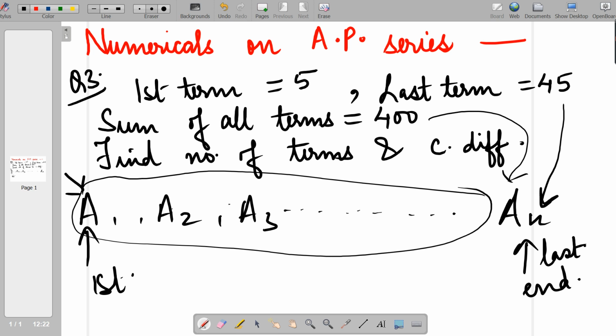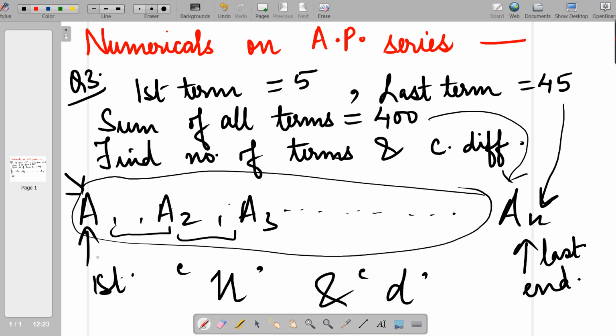Now the wonder part is you don't know how many terms are lying between A1 and AN. So that means you have to find the value of small n and the common difference small d in this question. That means A2 minus A1, A3 minus A2, you don't know. So you need to find the number of terms and the common difference, when you are provided with the first element, last element and the summation of all the terms. This is what the question is saying. Now let's see the solution.